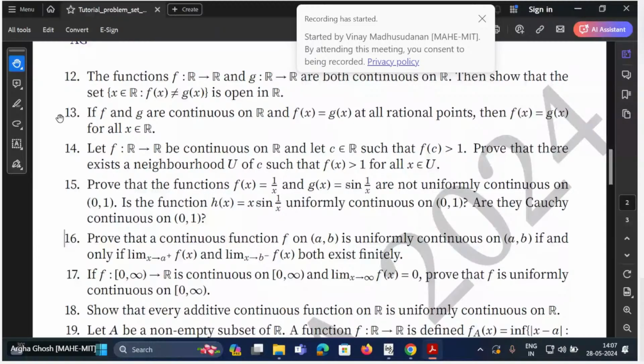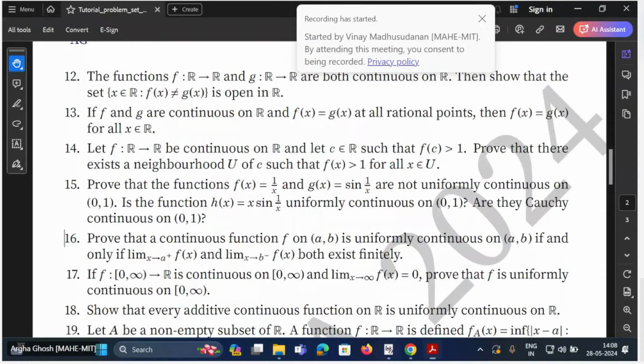What's the set? Form a new function h(x), which is f(x) minus g(x). Then you have a continuous function, and the pre-image of a closed set will be closed. So take the singleton {0}. The pre-image of that singleton {0} will be a closed set. Therefore its complement will be an open set.